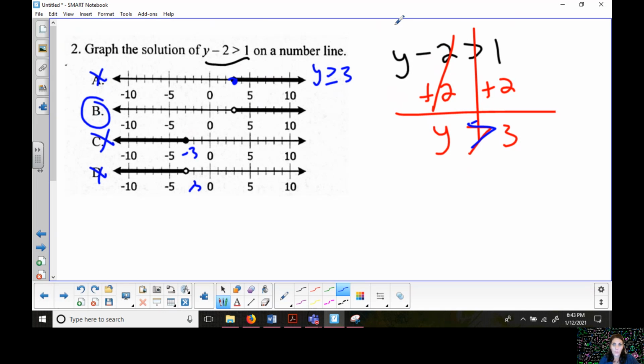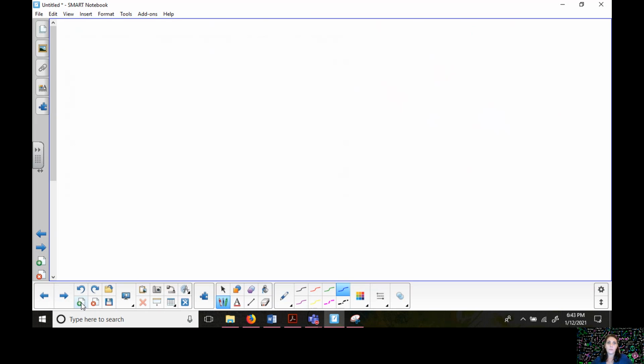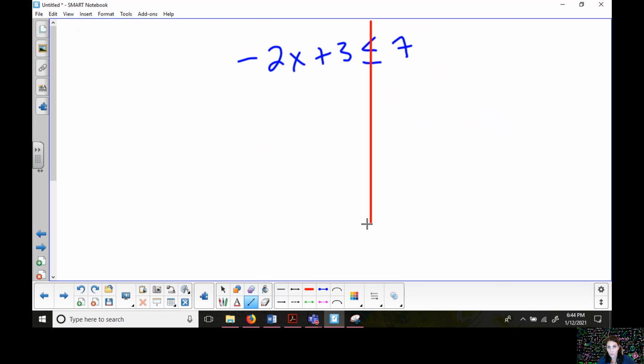I'm actually going to throw up another problem. So this new problem is not on your study guide. I'm just going to make something up. Let's see. Let's do -2x plus 3 is less than, or actually I don't want to do less than. Oh, whoa. All right, we'll just keep that. Less than or equal to, let's say 7.